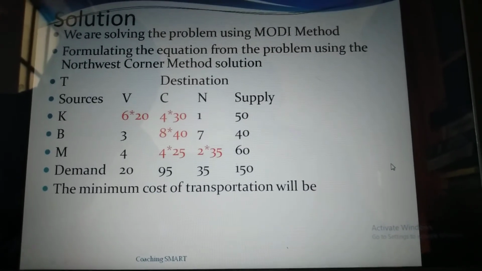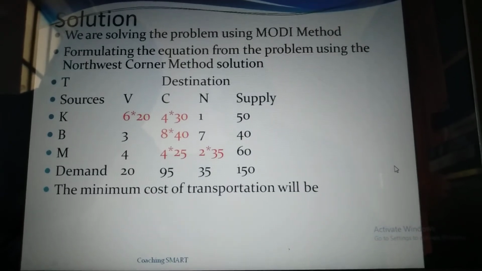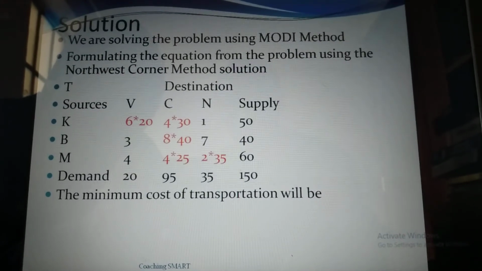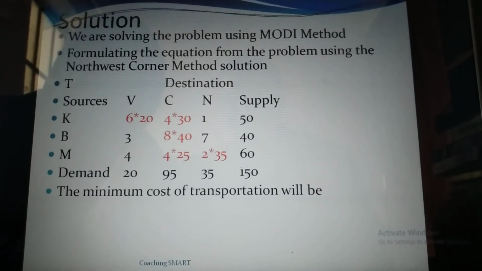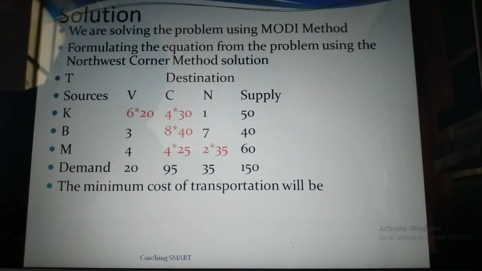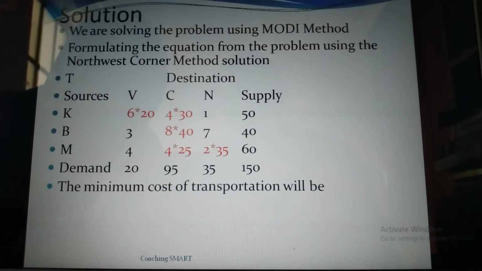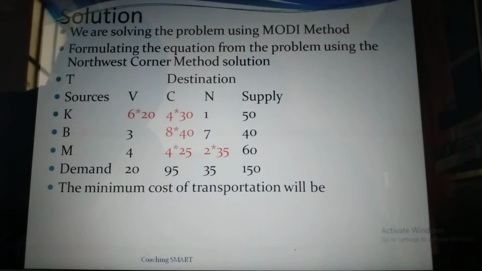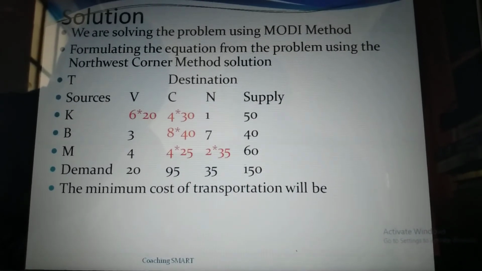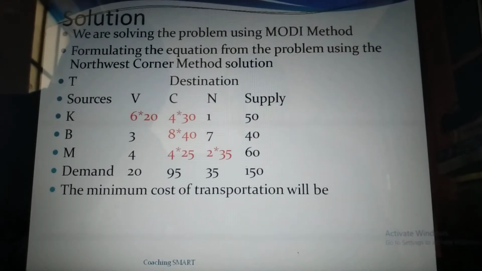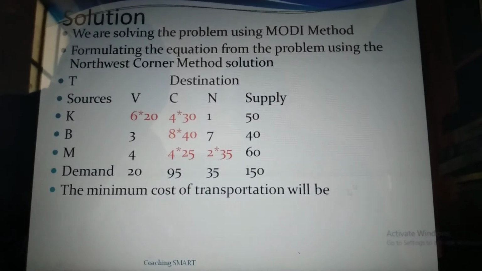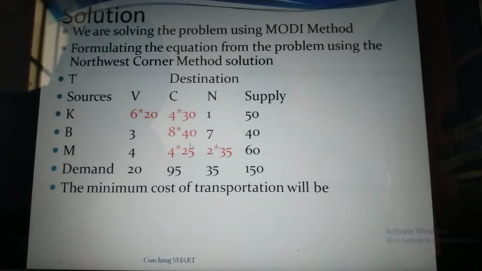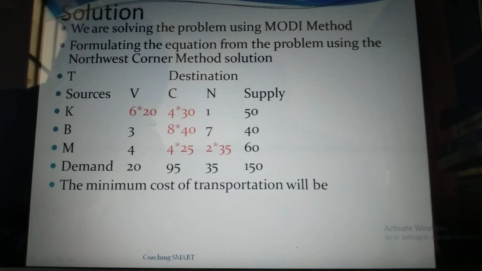So in our preparation, we need to identify the values. We have 6, 4, 1, 50, 3, 8, 7, 4, 4, 2. So we have the values already. The demand is 20, 95, 35. Now we start our process. So we said identify the occupied cells. These are the occupied cells, the ones you are seeing in red.